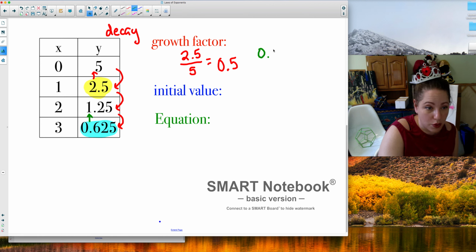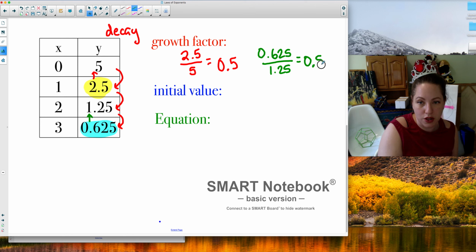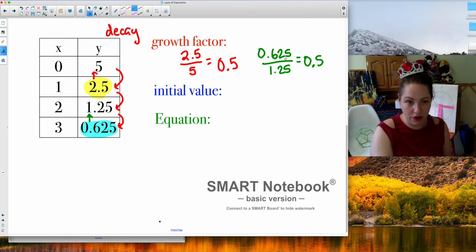Let's say I take the 0.625, and I'm just going to divide it with what came before. 0.625 divided by 1.25. It's always the one that came right before. y2 divided by y1. So I do, no, sorry, 0.625 divided by 1.25 in my calculator. And it gives me 0.5. It will always work. So that is my growth factor, 0.5.